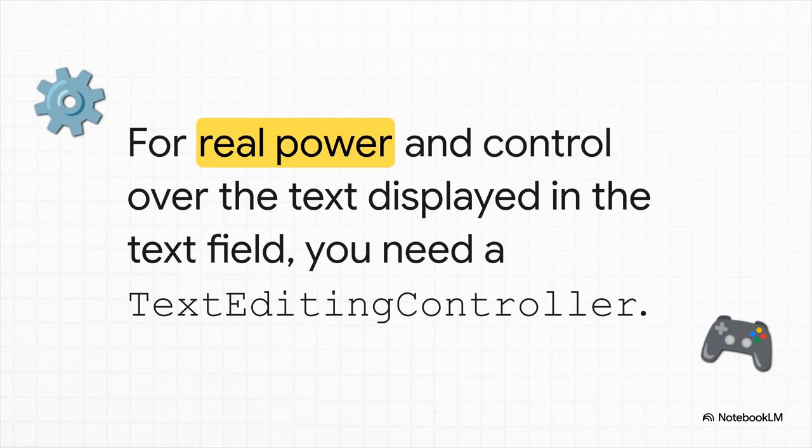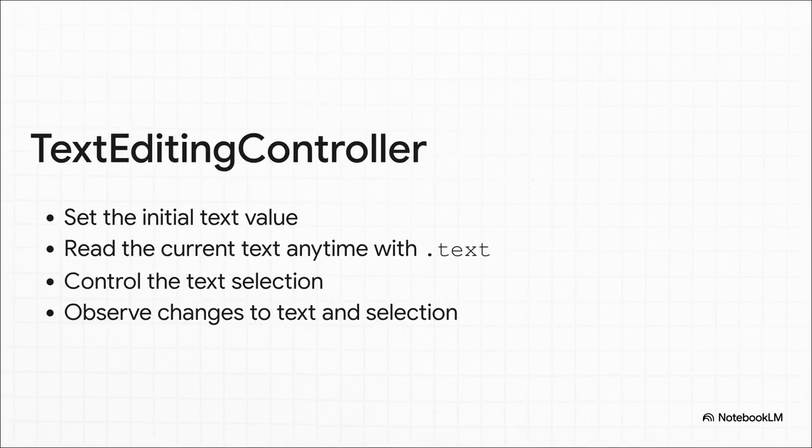You need a text editing controller. The best way to think about a text editing controller is like a remote control for your text field. It gives you complete command. You can use it to set the initial text when the field first appears. You can grab the current text at any moment from anywhere in your code just by looking at the controller's .text property. You can even do advanced stuff like programmatically selecting text. It really is the standard, most robust way to manage a text field.